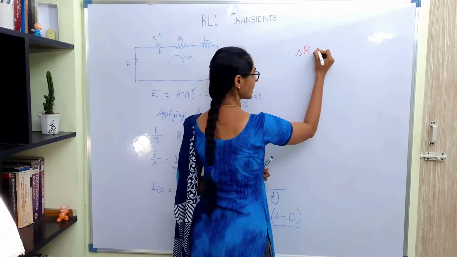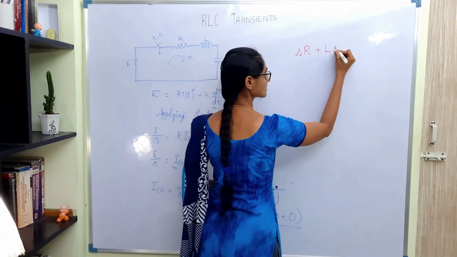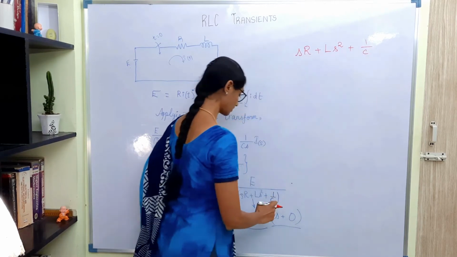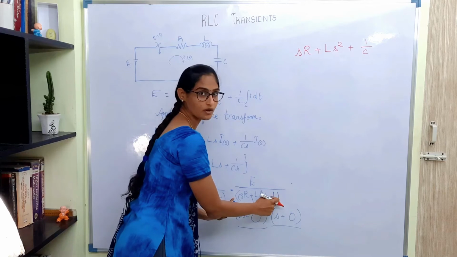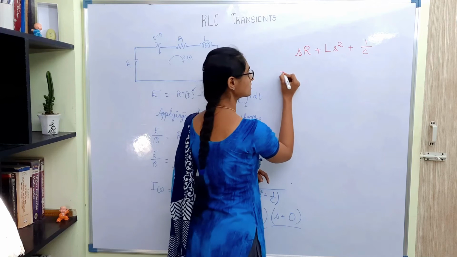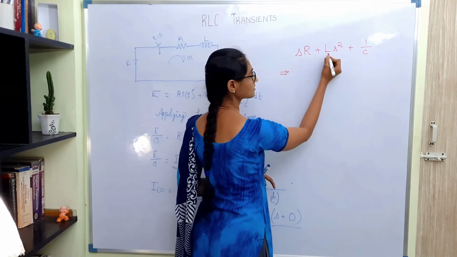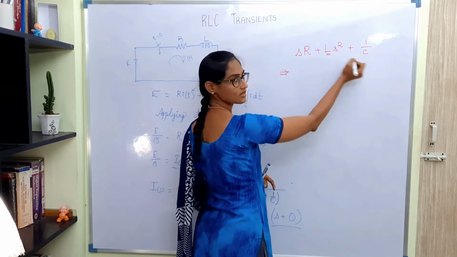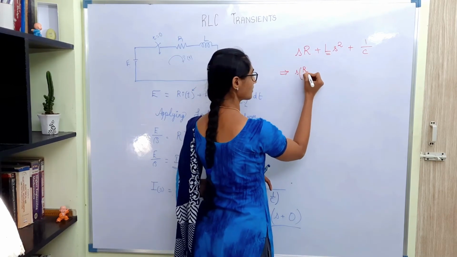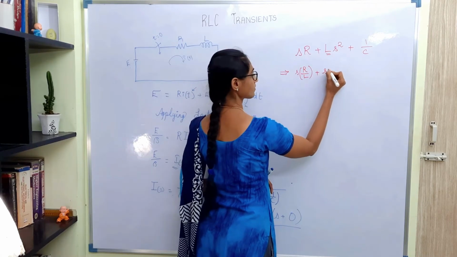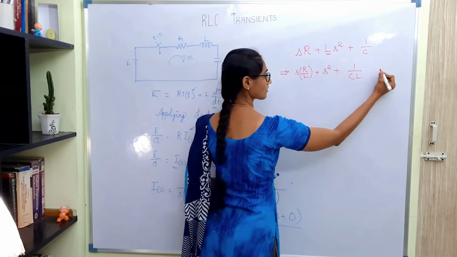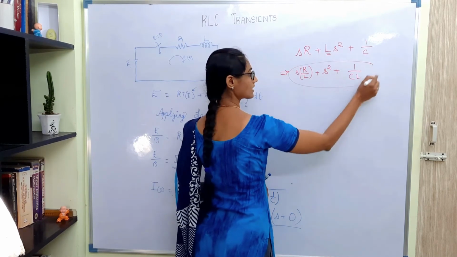Our equation is SR plus LS square plus 1 by C. I'm just going to convert this into a proper quadratic term here, and later on I'll be substituting it in the denominator. So I'm taking L and dividing all the terms by L. Okay, so I'll be getting S square plus S into R by L plus 1 by LC. So this is a proper quadratic term now.